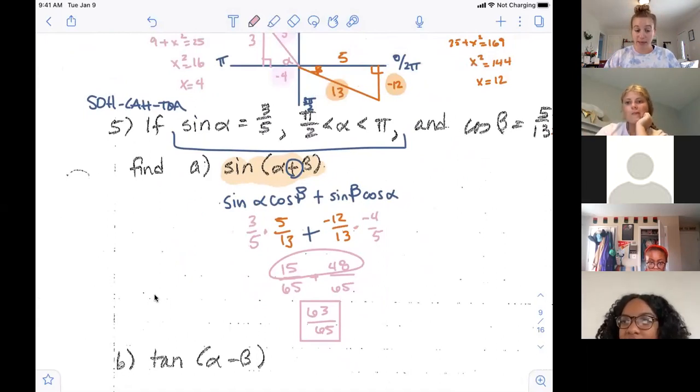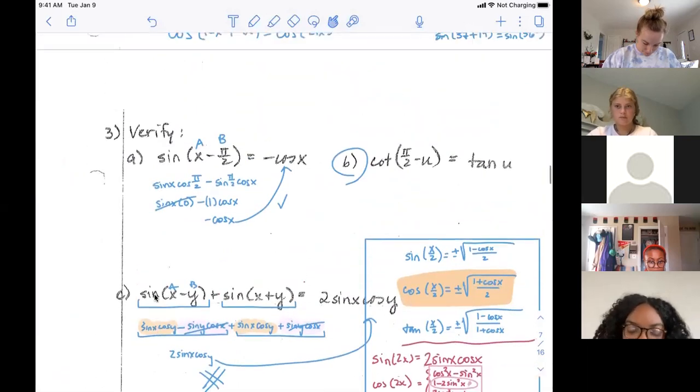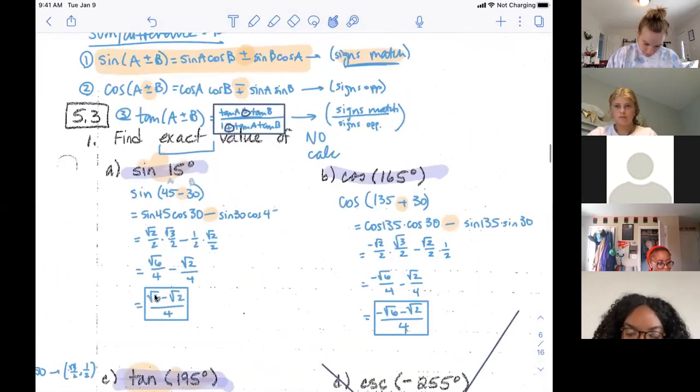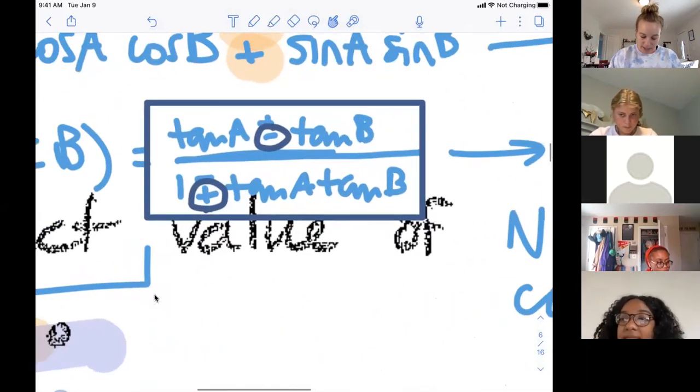So I'm going to go back up to my sum and difference identities and do tangent, and I want to minus them. So I've got to see what the signs look like if I minus. Let's zoom up there. Tangent says signs match on top and signs are opposite on bottom. So we're minusing, we need minus on top and plus on bottom. So it's going to be tangent of alpha minus tangent of beta all over 1 plus tangent of alpha, tangent of beta. All right, minus on top, plus on bottom.